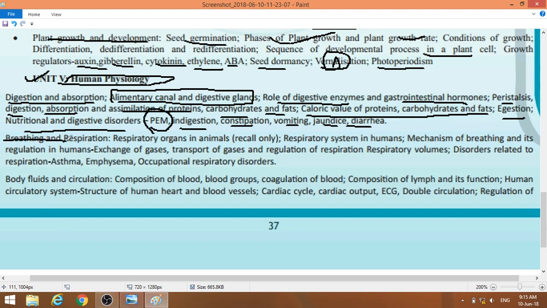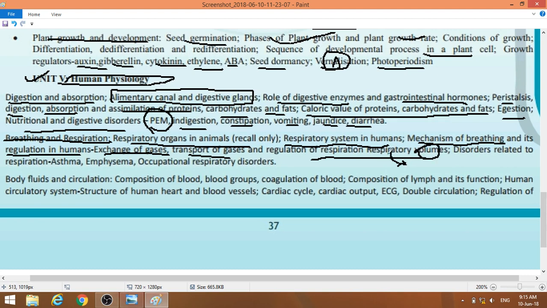Then you have to study breathing and respiration, respiratory organs in animals, respiratory system in humans, mechanism of breathing and its regulation in humans, like external intercostal muscles, internal intercostal muscles, diaphragm, etc. That's very important. Exchange of gases, transport of gases, regulation of respiration. Again, one question came from here, the tidal volume, reserve volume, etc. So volumes are very important. Respiratory volumes.